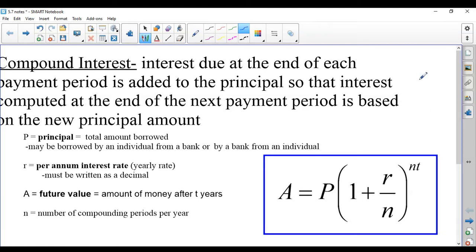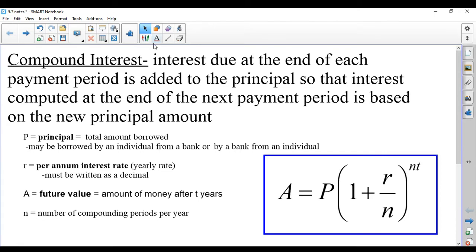For today's lesson, we're going to look at an application of exponential equations and using logarithms to solve them. This comes from section 5.7 in your book. These should be problems that you saw in Algebra 2 last year. The first topic is compound interest.